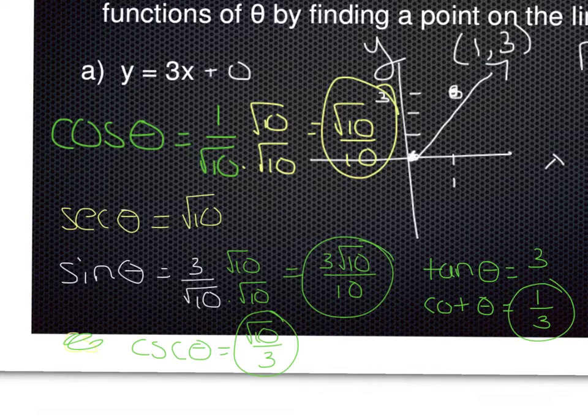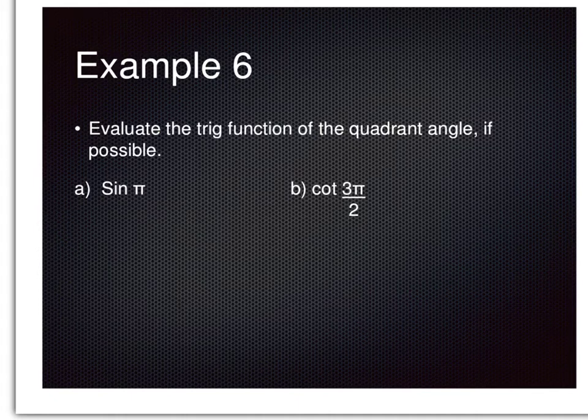Another way to have done this, you did not need to graph this. You could have picked a value for x and outputted your y. So let's say, just for the sake of this example, I picked x is 2, substituted 2 times 3 is 6, so I could have gone with 2, 6. Or if I picked 1, substitute your 1 in for x, you still get 3, so you still get that coordinate point. Okay, so evaluate the trig function of the quadrantal angle, if possible.